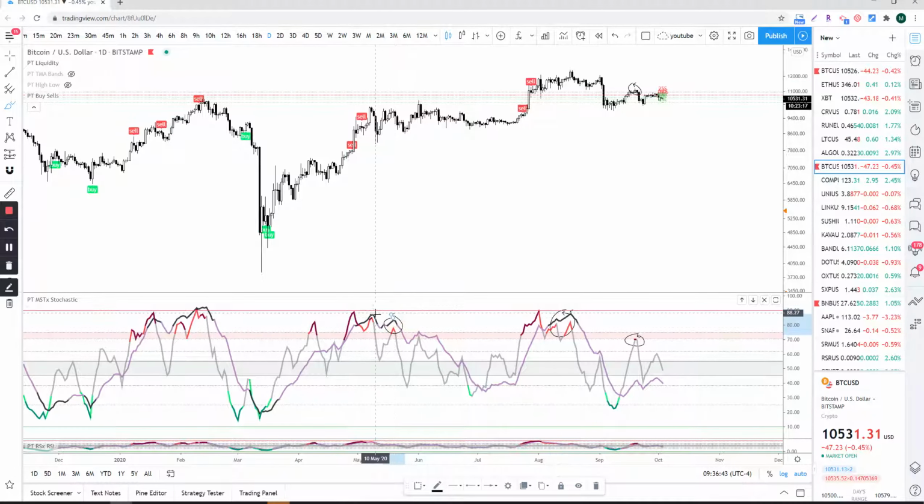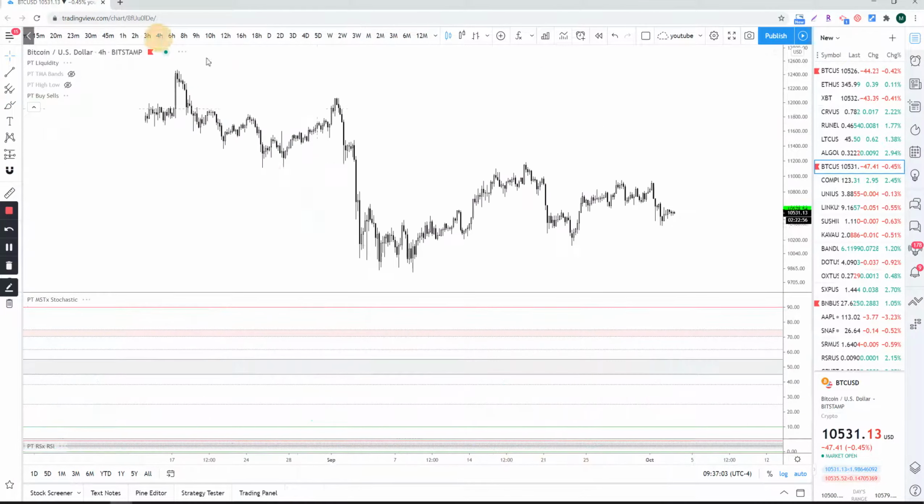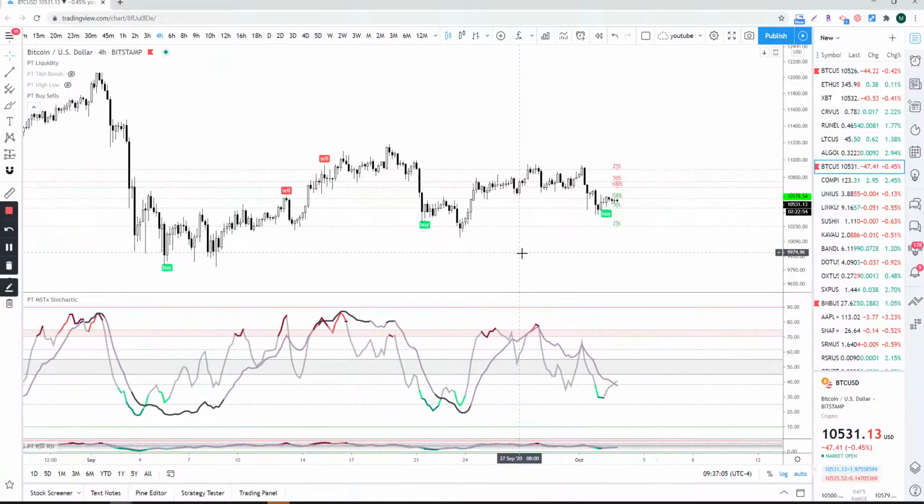Okay, now let's talk about how we trade. Now you get the idea of how MSTx works, right? Let's talk about a trading strategy. Why can't I delete this? Jesus Christ, man. 4 hour. All right, so what do? Get my TMA bands on, because that's how I play. My favorite setups.